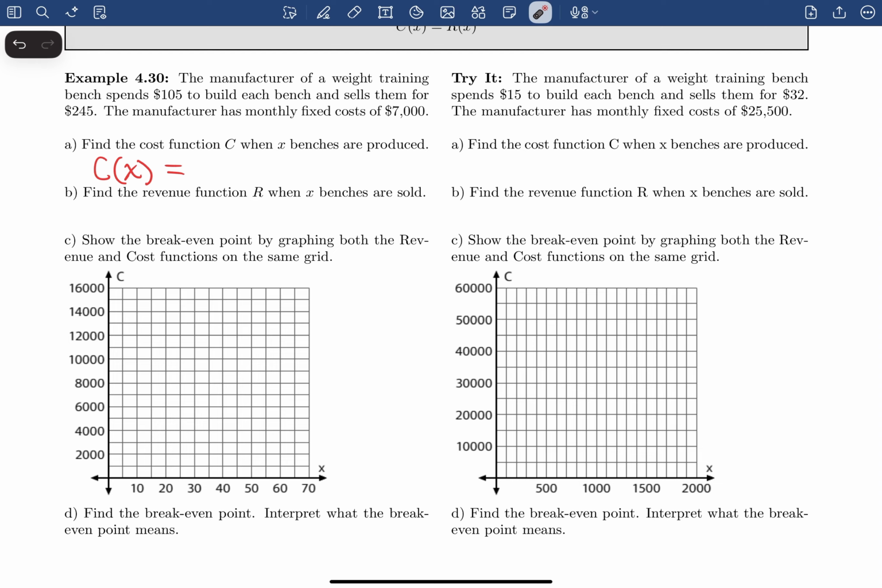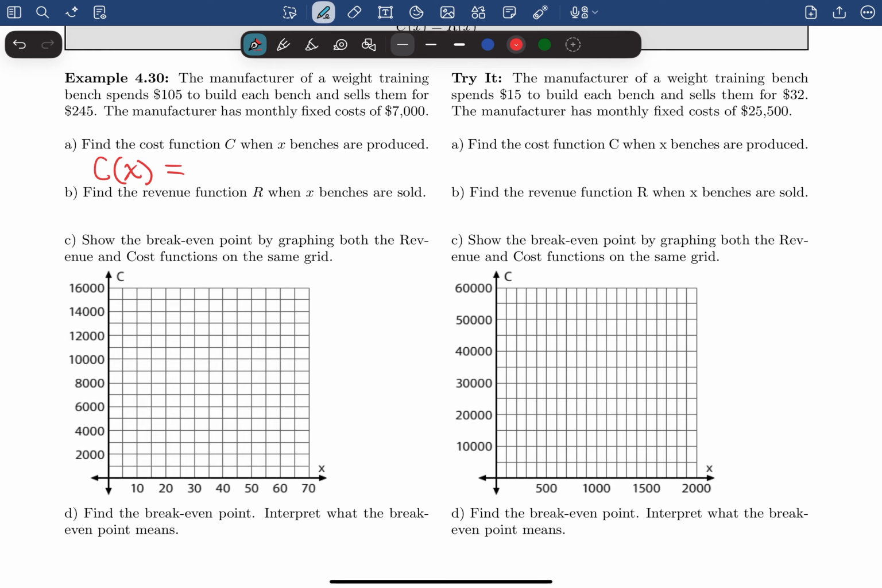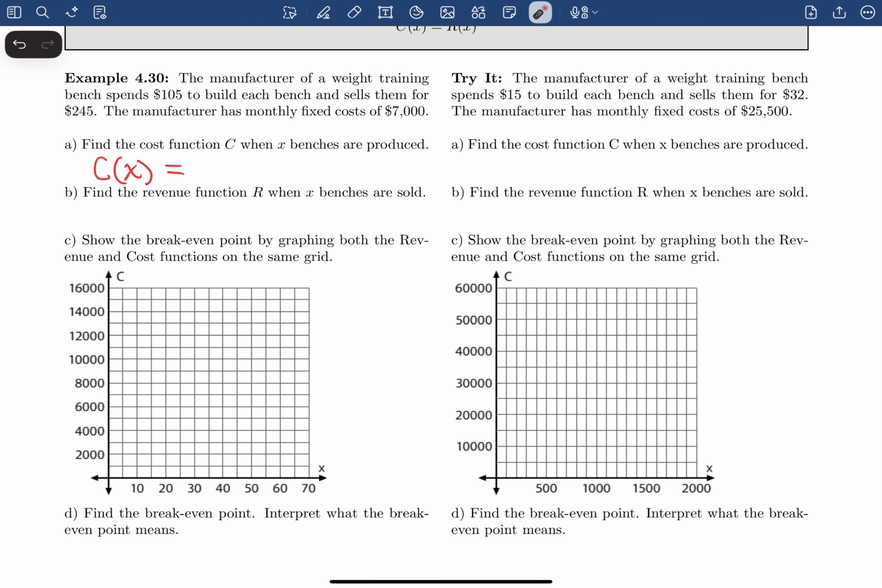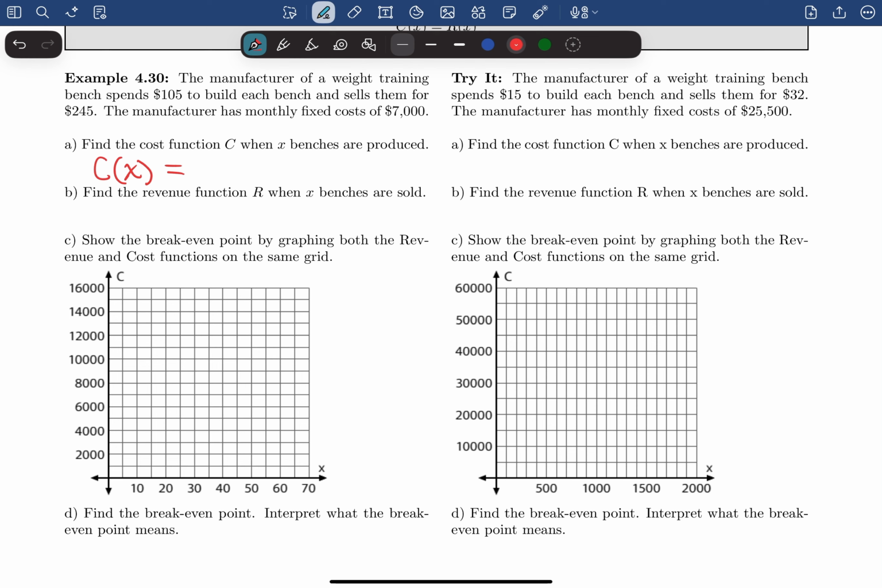So instead of calling the function f of x, since we're dealing with cost, we call it c of x. And so we're going to take the amount that it costs to build each bench, which is $105. Each bench costs $105 to build. And we multiply it by x, the number of benches that we produce.